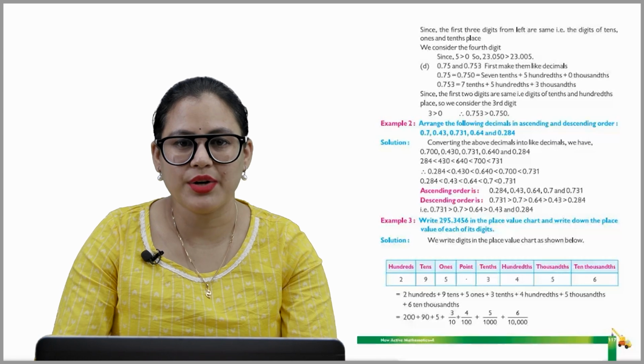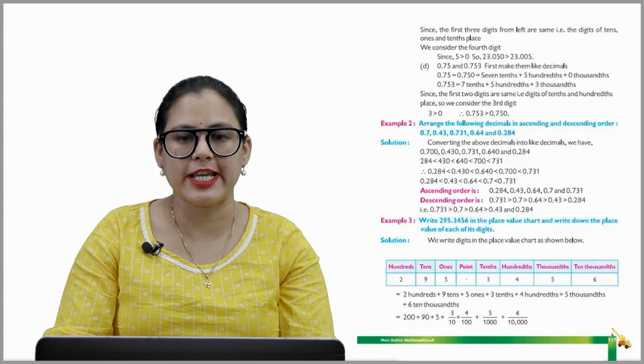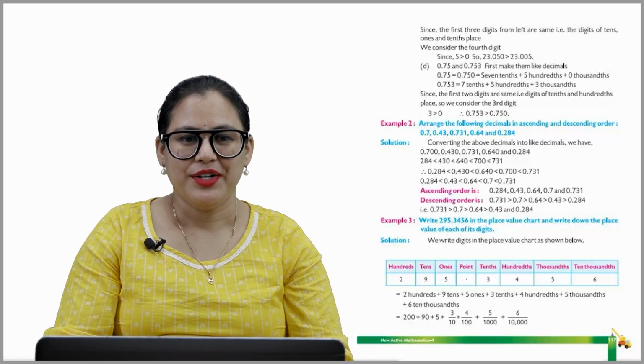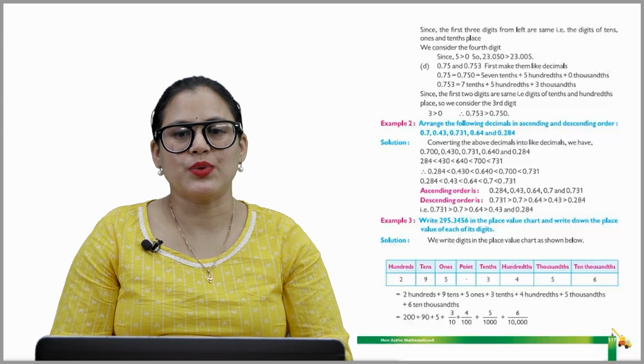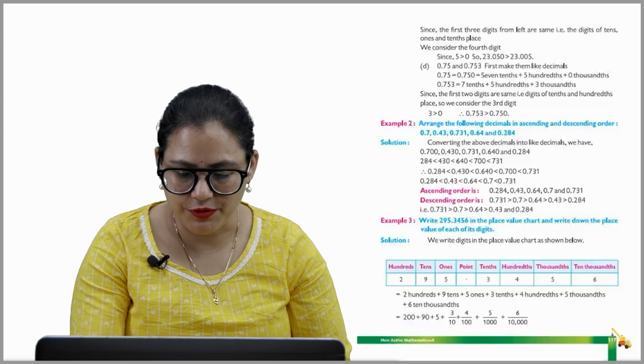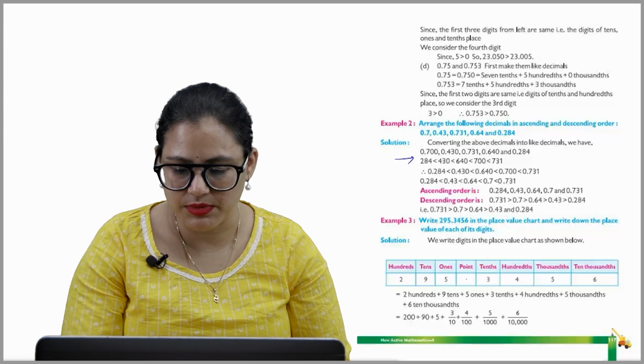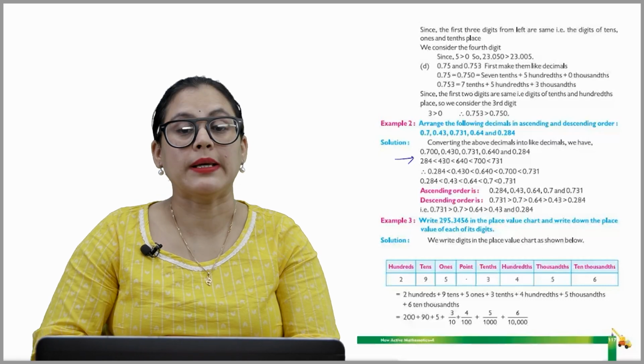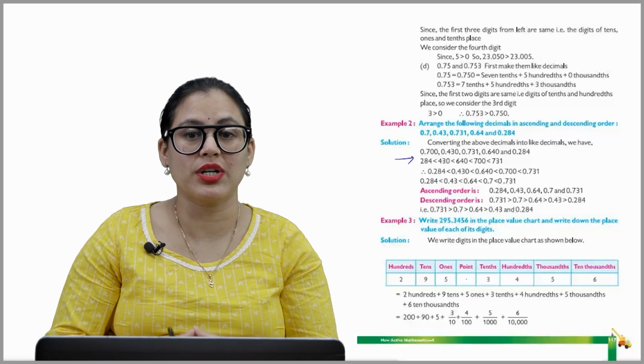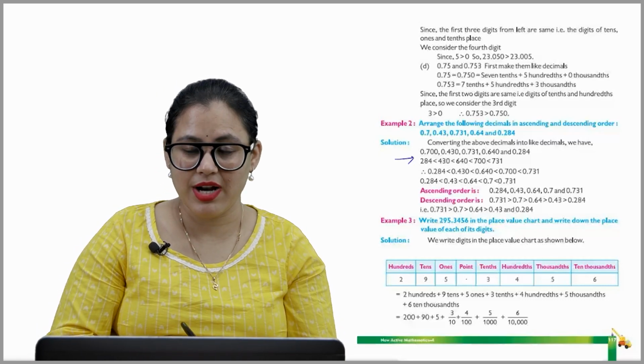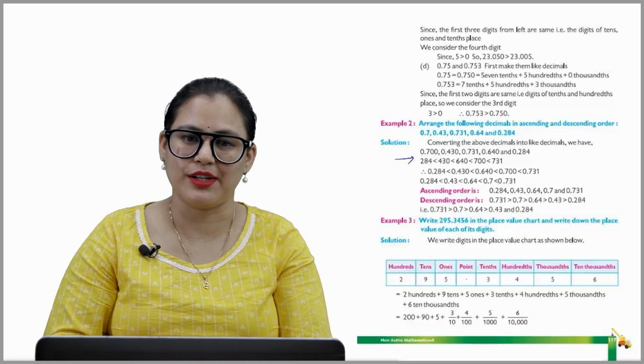Example 2, arrange the following decimals in ascending and descending order. Converting the above decimals into like decimals, we have this. Okay, first we will convert all these decimals into like decimals, then we'll compare, then arrange in ascending order, and then again arrange in descending order.